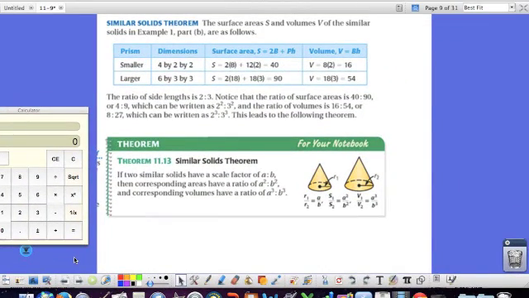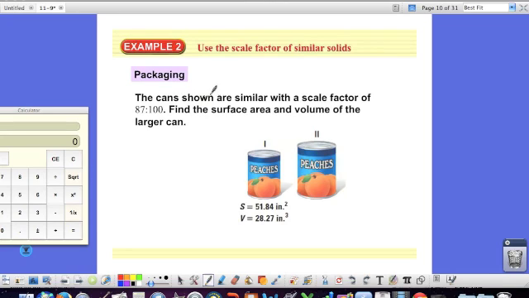So now we have a similar solids theorem, and you can start doing this. This would involve making some comparisons, but basically, if two similar solids have a scale factor of A to B, then their corresponding areas are going to have a ratio of A squared to B squared, because area is two-dimensional, and corresponding volumes will have a ratio of A to the third, B to the third, because volume is three-dimensional. Makes some sense.